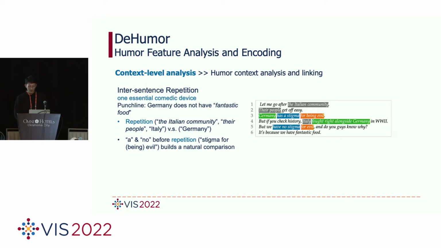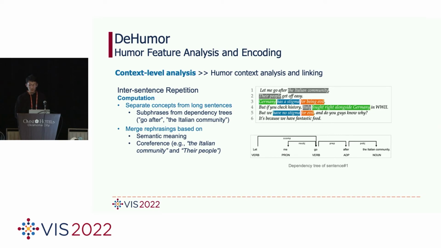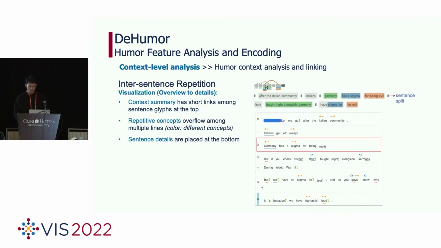To capture inter-sentence repetition, we first extract sub-phrases, for example, the verb phrase "go after" and the noun phrase "the Italian community," by traversing the dependency trees. Then we merge these phrases based on their semantic meaning and co-reference relationships. Then we design a context linking graph to visualize inter-sentence repetition within the humor snippet.